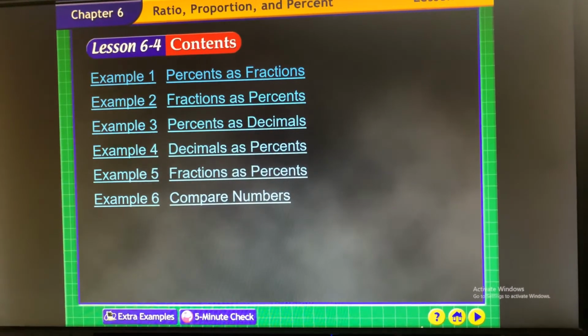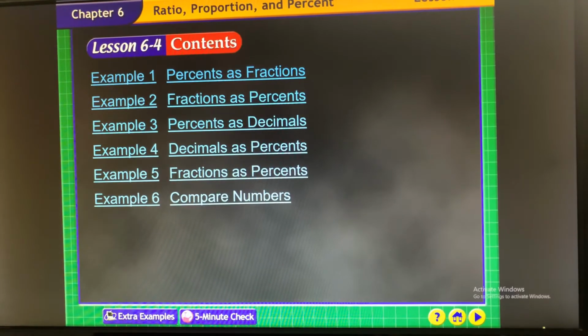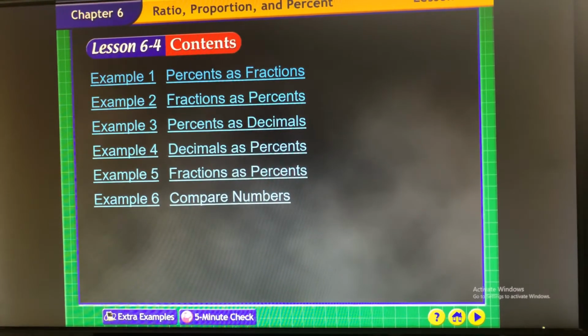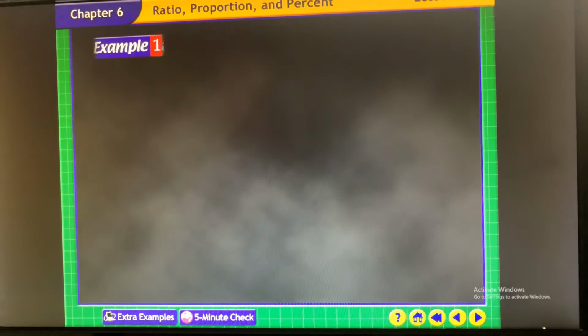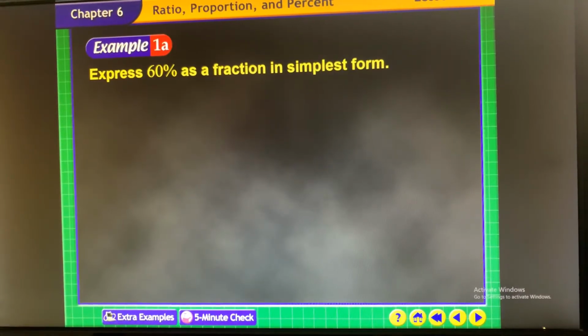All right, moving on to 6-4. Percents is fractions, fractions is percents, percents is decimals, decimals is percents. Basically, let's get to the world of percents. Express 60% as a fraction in simplest form.